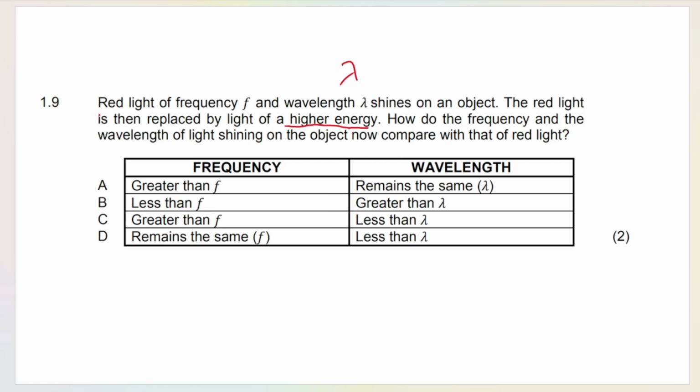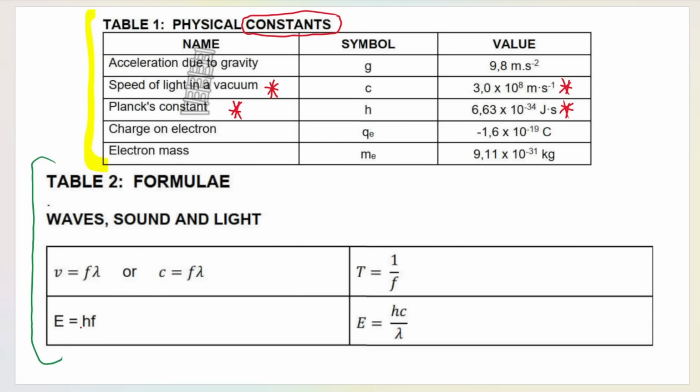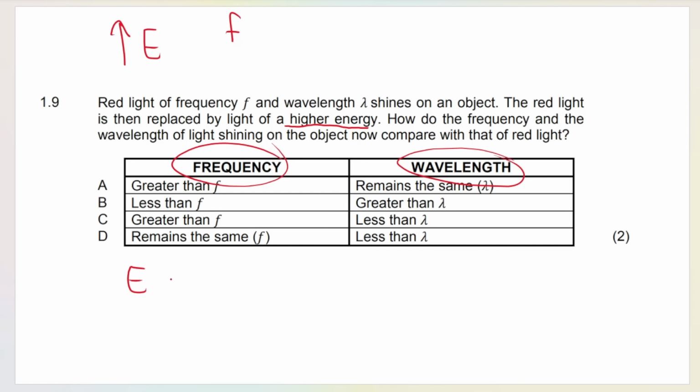So what's important to note about multiple choice questions is that they like to test you on your knowledge of relationships. So what they're testing you here is they say that they are replacing the light with a light of higher energy. And they want to know if you understand how energy relates to frequency and how energy relates to wavelength. So we need to look at our formulas in order to help us with this. The first formula that will be useful for us in order to determine the relationships is this one over here. So that is E, energy, is equal to Planck's constant times frequency.